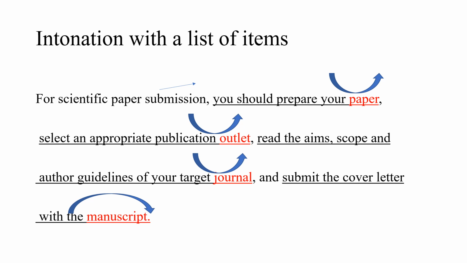Well, as you noticed, the first rising intonation is on the word submission because the speaker wants to tell the listener that he is not yet done with his speech. And the first item ends up with the content word paper. Similarly, the words outlet and journal take rising intonation. And at the end, manuscript, which is the last content word of the whole statement, takes a falling intonation.